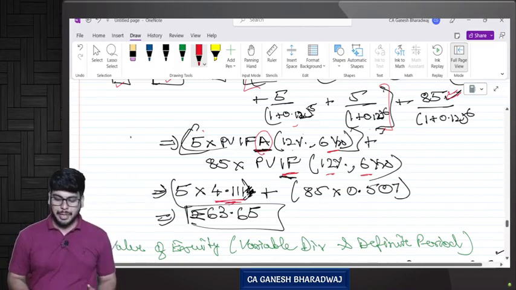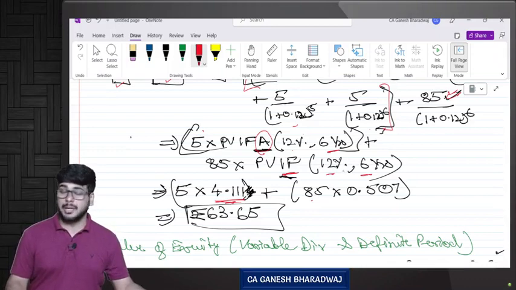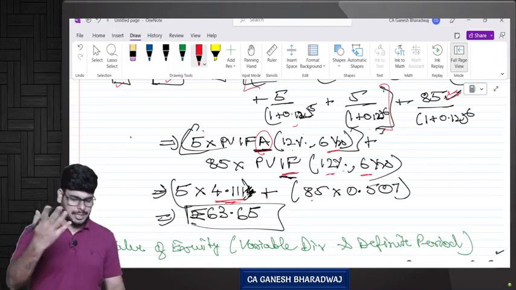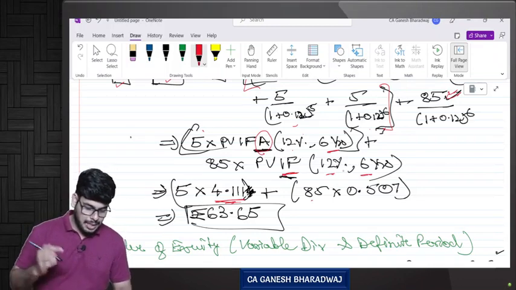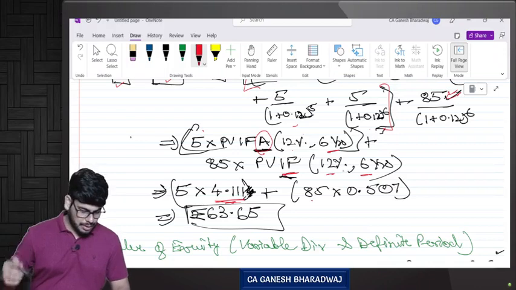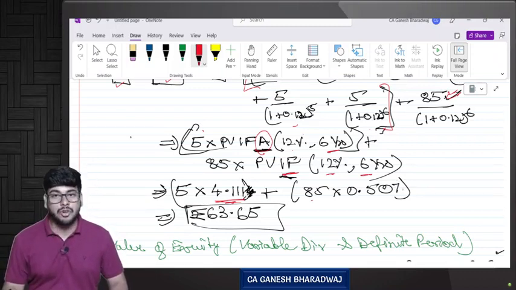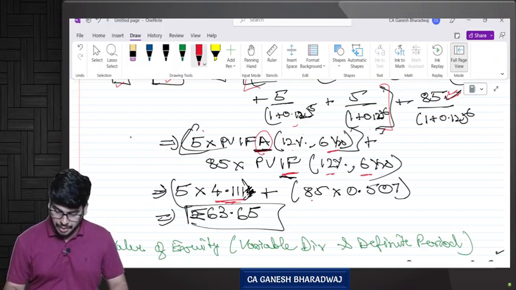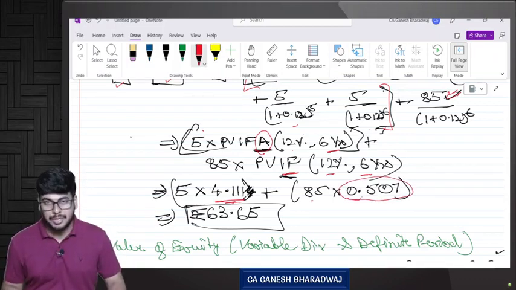5 into 4.111 plus 85 into the present value interest factor of 12% for 6 years. Very simple. You can use your calculator. 1 divided by 1.12 is equal to, then once again is equal to, one more is equal to. After 6 times you click equal to, you get 0.507, correct or not? You get 0.507. This is the present value interest factor for 12% for 6 years, correct?